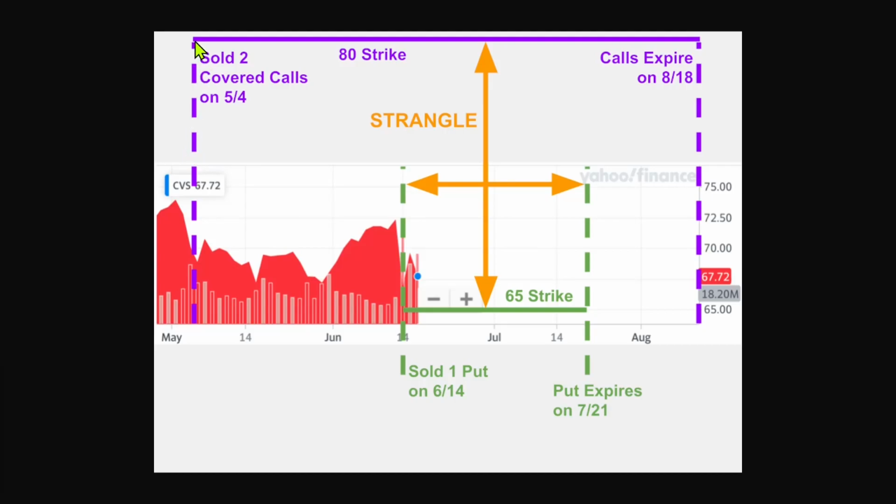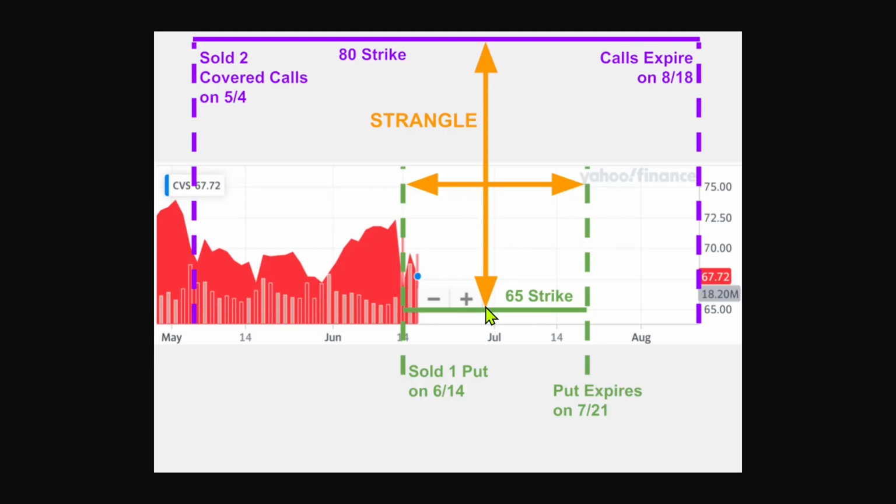The purple line represents my 2 covered calls I have open. I opened them on May 4th. May the 4th be with you. At an 80 strike. They expire in August. I opened these when CVS was pretty close to its current price. And I just sold a put a couple days ago, and I set the strike at 65, just below its current price. And it expires in July, a month before my calls expire. So the strangle is going to be active from June 14th to July 21st.